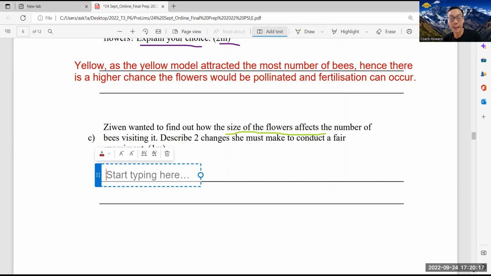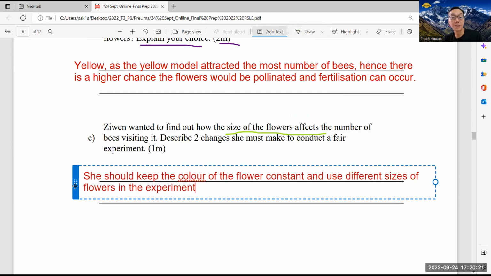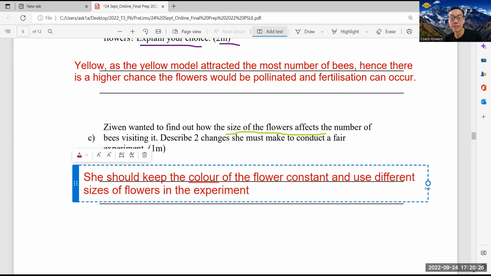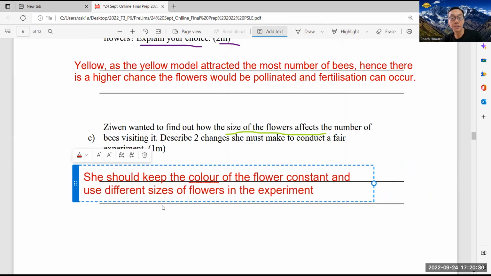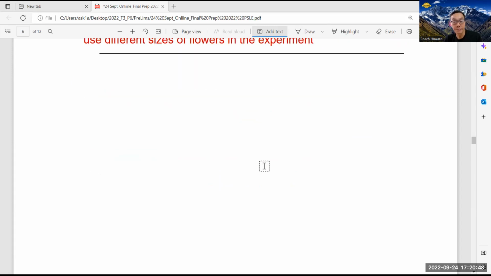So this part. Okay. She should keep the color of flower constant, means the same, and use different sizes of flowers in the experiment. Okay, so this part. Clear? Good. Okay, next question.